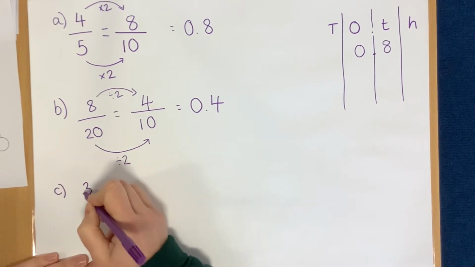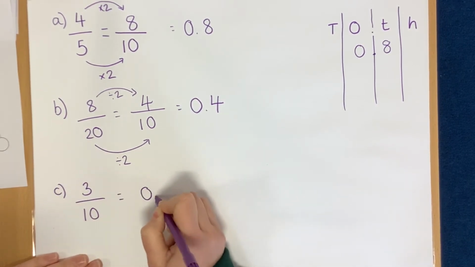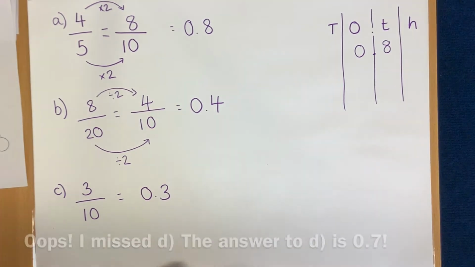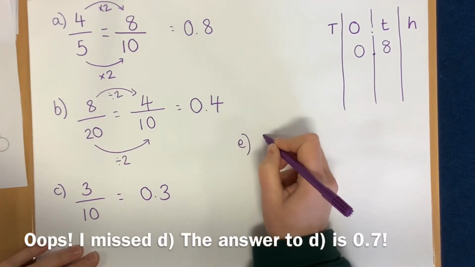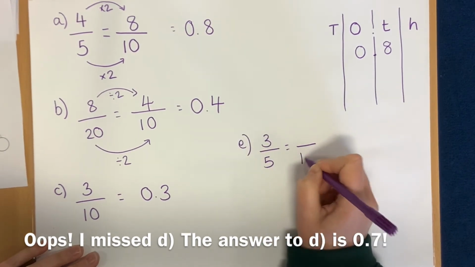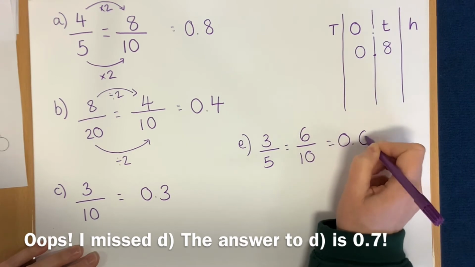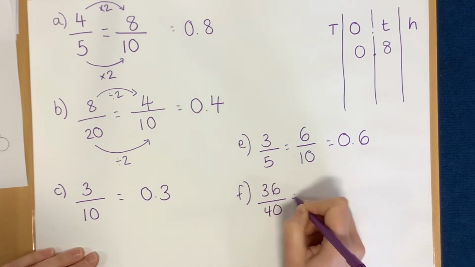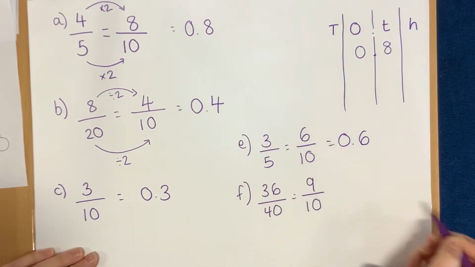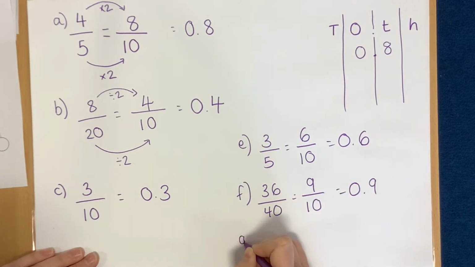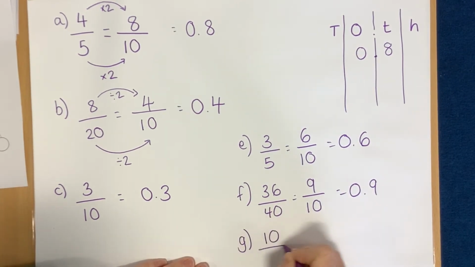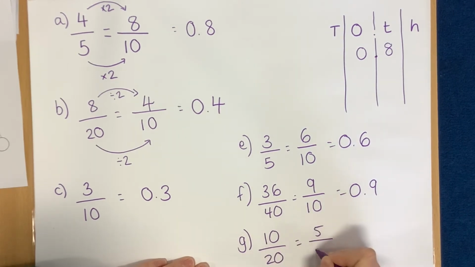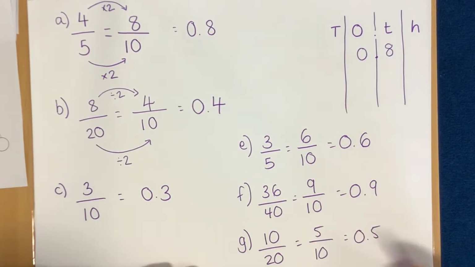C was already in tenths for you, so you didn't have to do any converting. You could just put 0.3. E, 3/5 is the same as 6/10, so it's 0.6. 36/40 is the same as 9/10, or 0.9. And the last one was 10/20, which is 5/10, or 0.5. You might have spotted that that was half without converting it, because obviously 10 is half of 20.